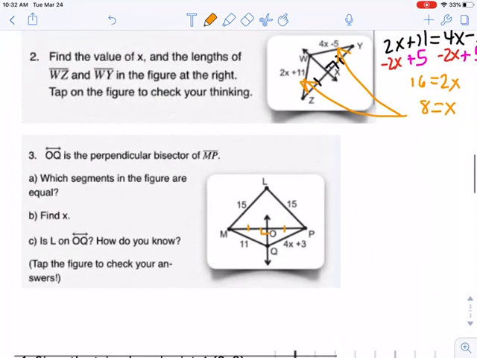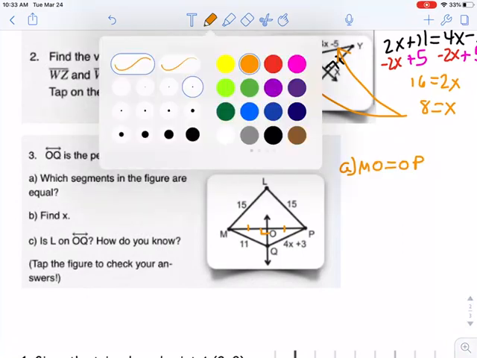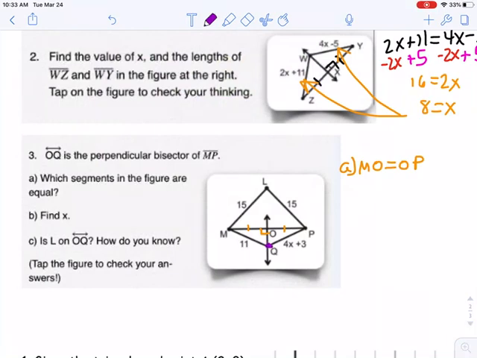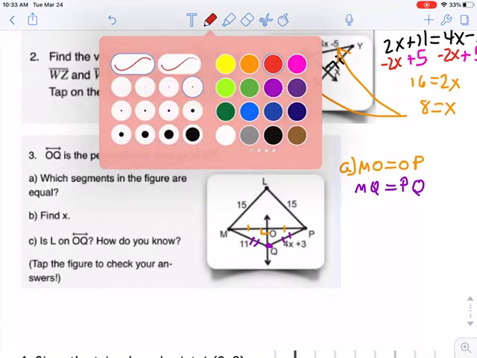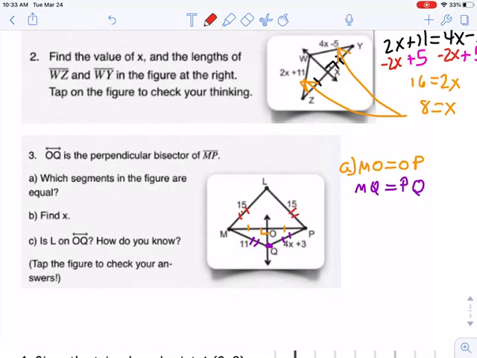Which segments in the figure are equal? Well, a ton of them are. MO is going to equal OP. In fact, I just did those marked right there. Since Q is on the perpendicular bisector, MQ and PQ are equal. And then this one is clearly congruent, the 15s. So that's ML and PL. Those are all the congruent segments.